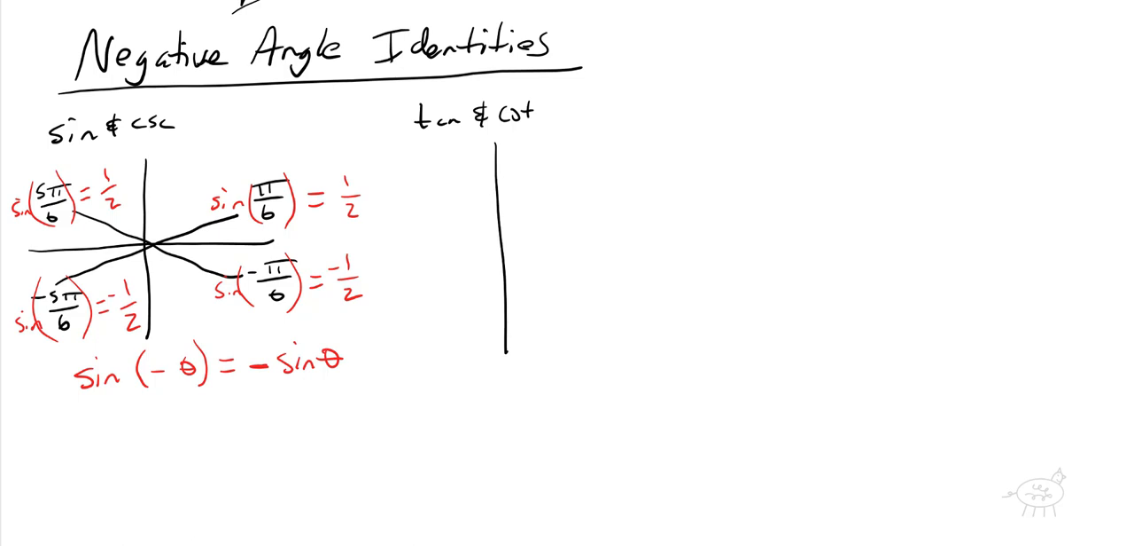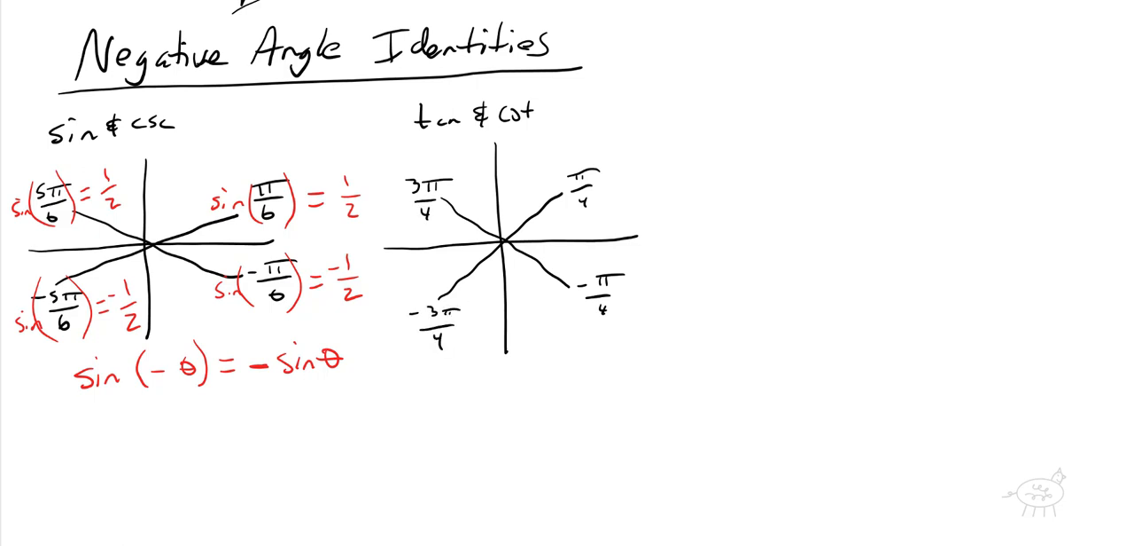So again, I'm going to draw a nice picture here. And we're going to go kind of in the middle here because we're going to do pi over 4, negative pi over 4, 3 pi over 4, and negative 3 pi over 4. Okay? And then same thing here, we're going to take the tangent of all these.